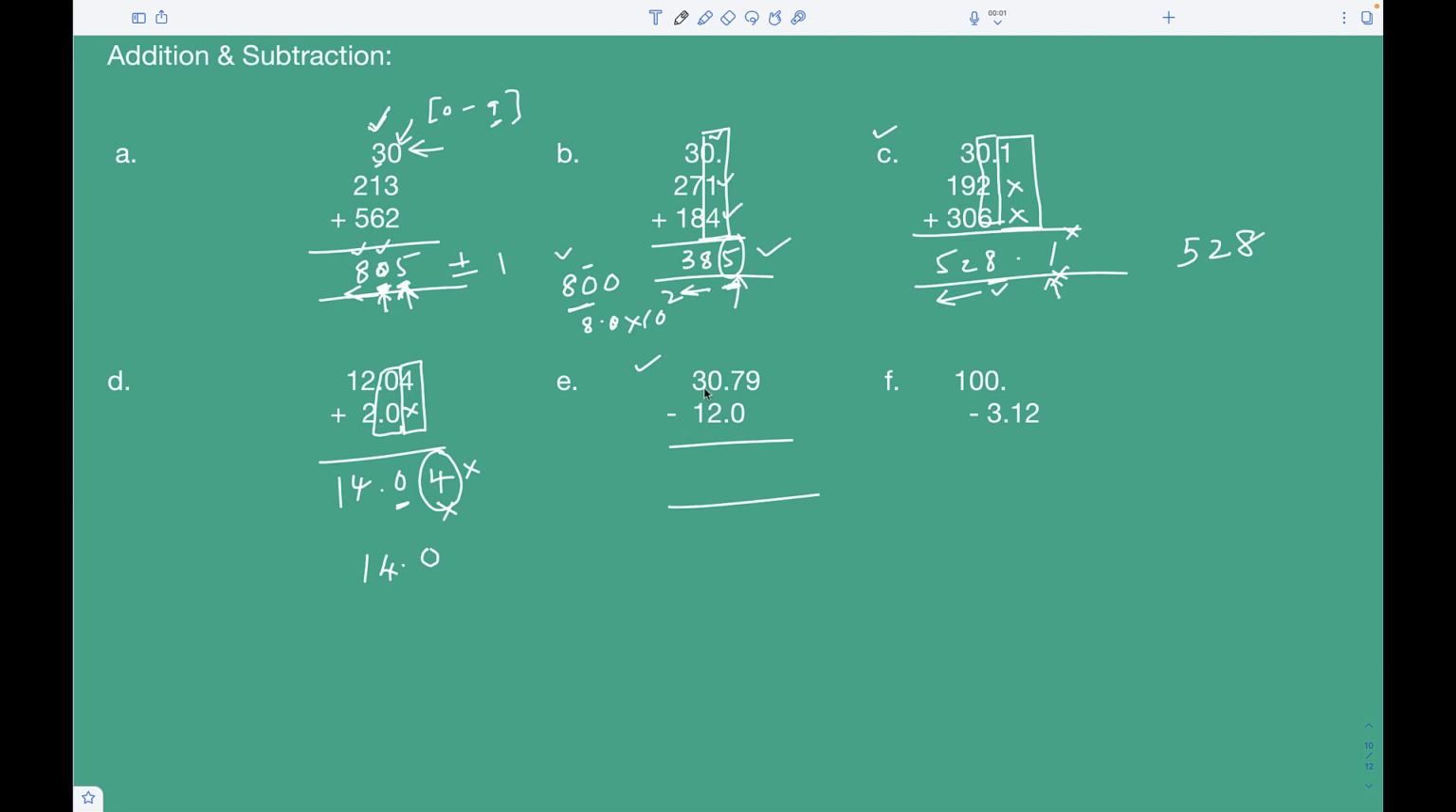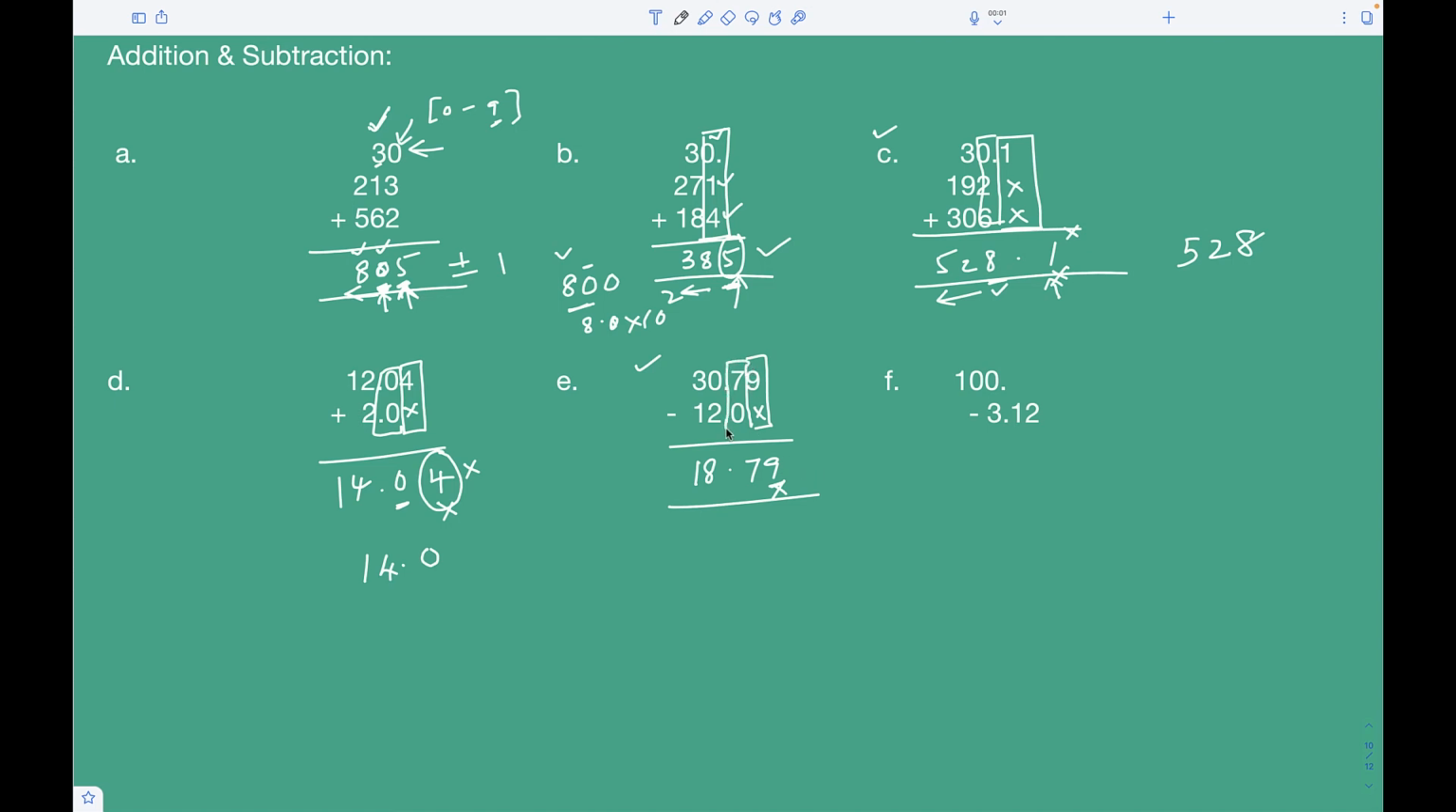When you subtract 12 from 30.79, you get 18.79. Now do we have to round this result? You know the drill. You have to start with the rightmost column. In the rightmost column, the second term does not have a digit, so we cannot be sure about the value of this digit at all. So this is not a significant digit.